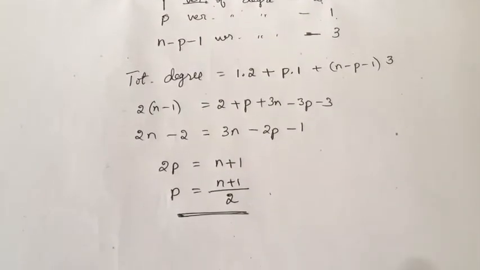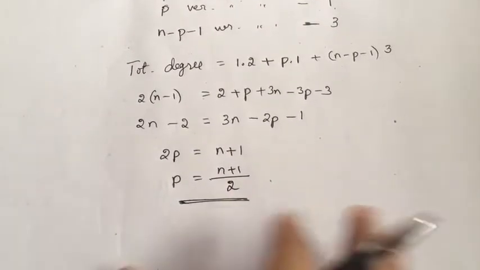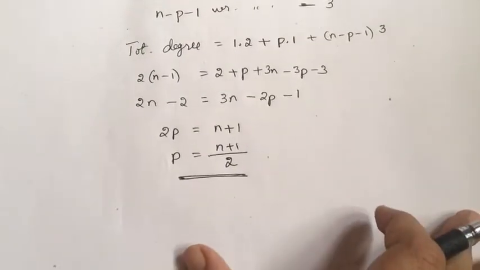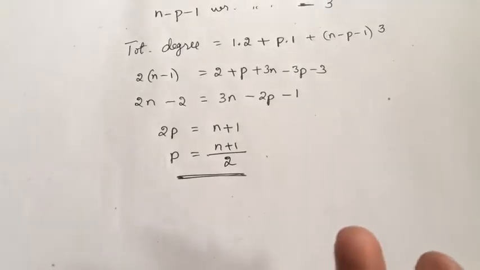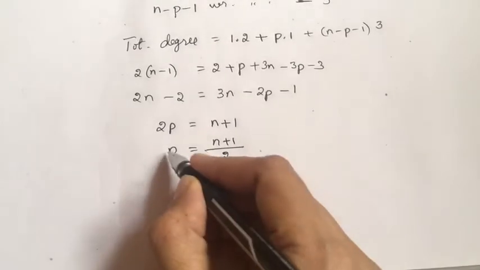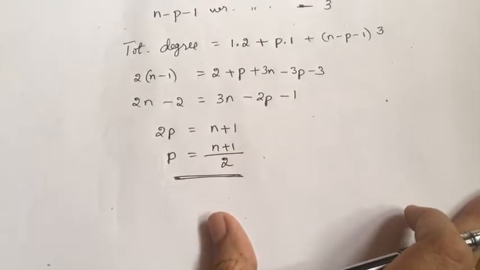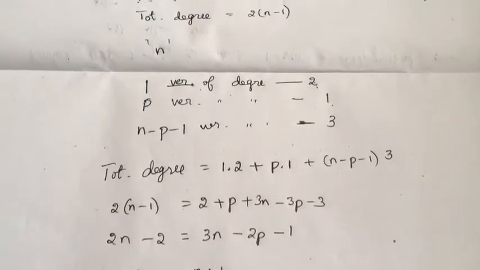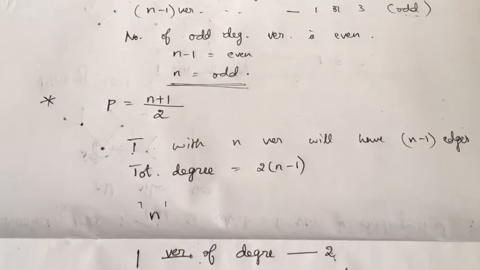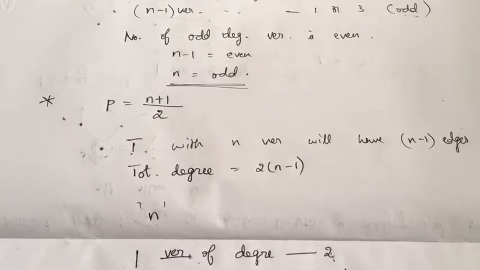So you may be asked, like, the number of pendant vertices in a graph with 13 vertices, how many pendant vertices are there. Such questions may be asked. So the number of pendant vertices in a binary tree is n plus 1 divided by 2, where n is the number of vertices.